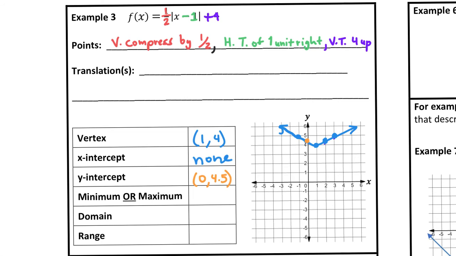Next question, do we have a minimum or maximum? Looks like we have a minimum at the location of the vertex. The domain is going from left to right, so left negative infinity, right positive infinity.